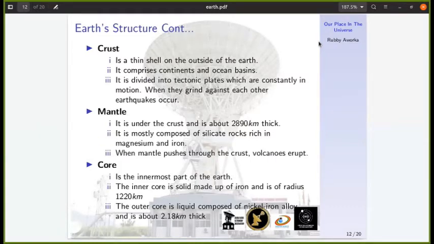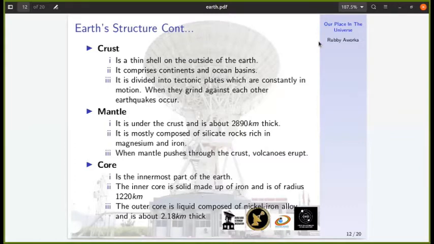Next to the crust is the mantle, and it is under the crust, and it's about 2,890 kilometers thick. It is mostly composed of silicate rocks which are rich in magnesium and iron. Anytime the mantle pushes through the crust, volcanoes occur. Have you seen? Then lastly is the core, which is divided into the outer and the inner core.